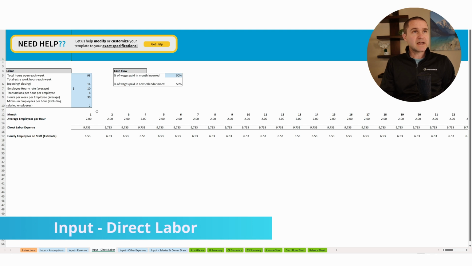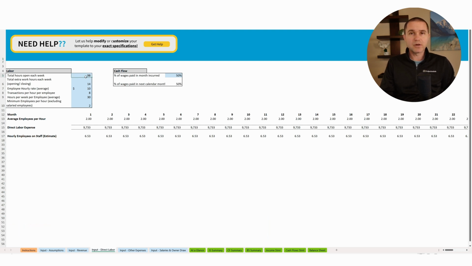On the direct labor side, we're going to say how many hours we are open each week, plus any extra hours, so any opening or closing hours. So if you're open 7 days a week and you have 1 hour early for opening and 1 hour after close that you need at least an employee there, and then you can set the average employee hourly rate.